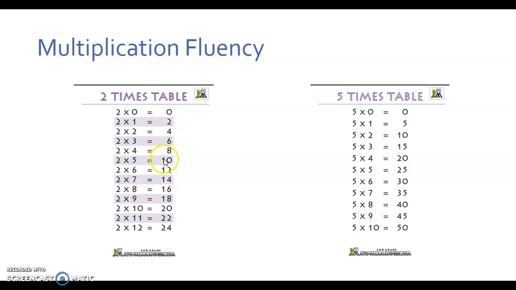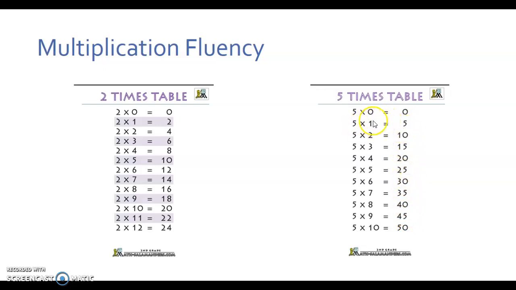These are your 2 times tables, and you'll notice you're counting by 2s. 2, 4, 6, 8, 10, 12, 14, 16, 18, 20, 22, 24. And that is because every time you're adding another group of 2. 1 group of 2, 2 groups of 2, 3 groups of 2, 4 groups of 2. Over here are your 5s. Again, you've got that great pattern here with your products increasing by 5 each time.